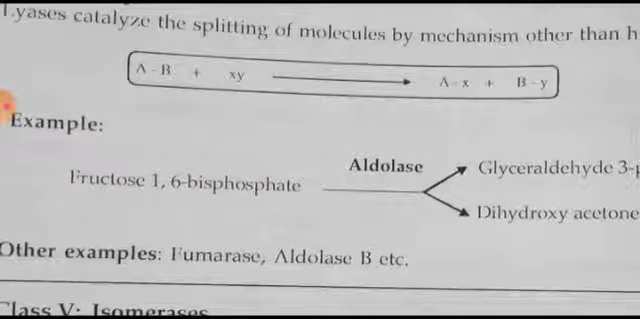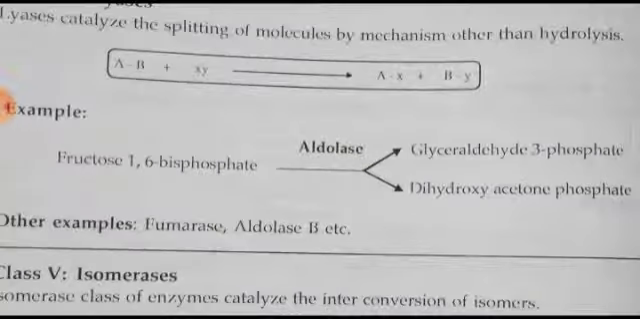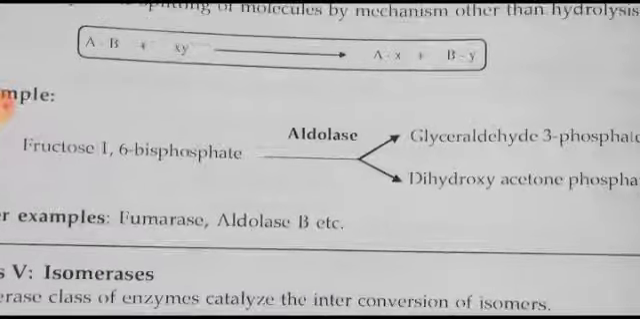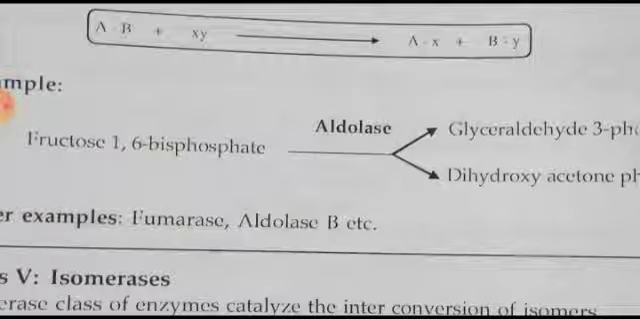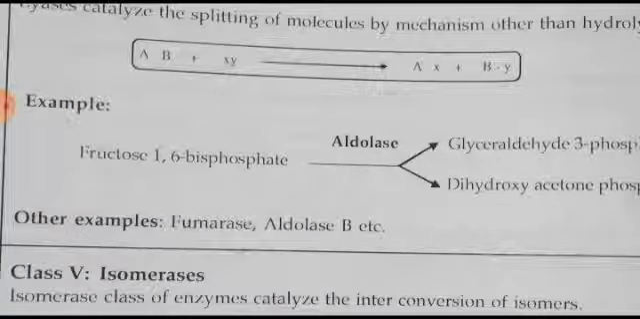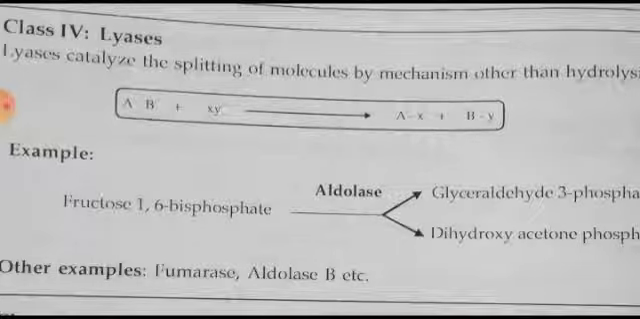In the specific example, fructose 1,6 bisphosphate is converted to glyceraldehyde 3 phosphate and dihydroxyacetone phosphate, and it is performed by the aldolase enzyme. So aldolase is going to convert the fructose 1,6 bisphosphate to two molecules. In this case there is no addition of water. Similar examples are fumarase and aldolase B, which come under this lyases category. You can just consider it as breakdown of a substrate into two products but without water.